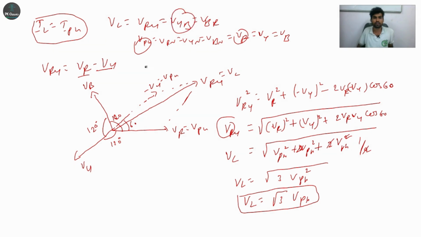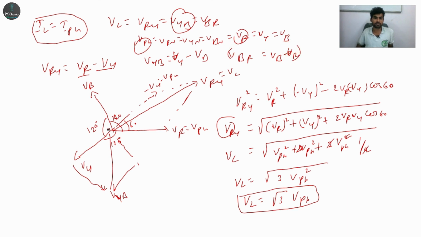Similarly for VYB: VYB is equal to VY minus VB. So we want minus VB, and definitely you'll get it here. Take the resultant from here to here, and this is VYB. And if you want VBR, it is VB minus VR, so you will get minus VR over here. Only one is enough. Take the resultant over here, and you get VBR. So this is the vector diagram of your star connected load.